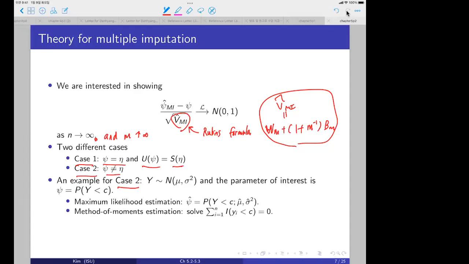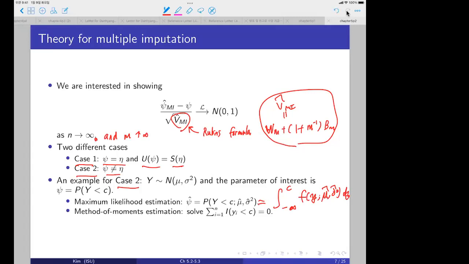If y is normal with mean mu and variance sigma squared, and the parameter of interest is psi equal to the probability that y is less than c, then the maximum likelihood estimator is the integration from minus infinity to c of the density function of y with mu hat and sigma hat squared, dy. That is the MLE because it's a function of the MLE of the model parameters.